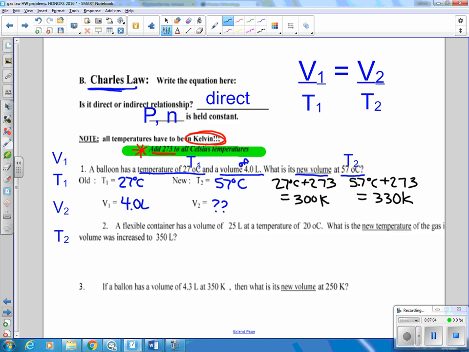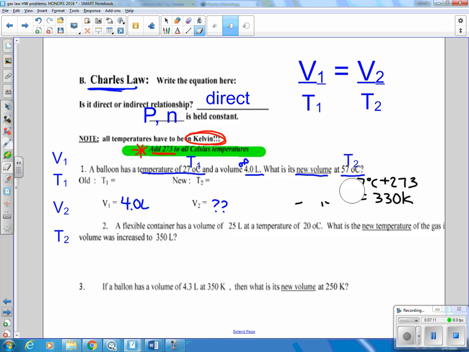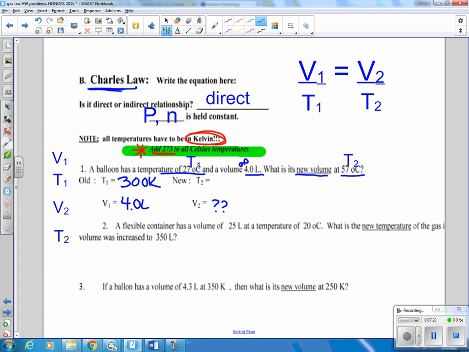Okay, so let's add those in. I'm going to go ahead and erase them and make them Kelvin, just to have them a little clearer on the screen here. T1 is 300 K, and this is going to be 330 K for T2.